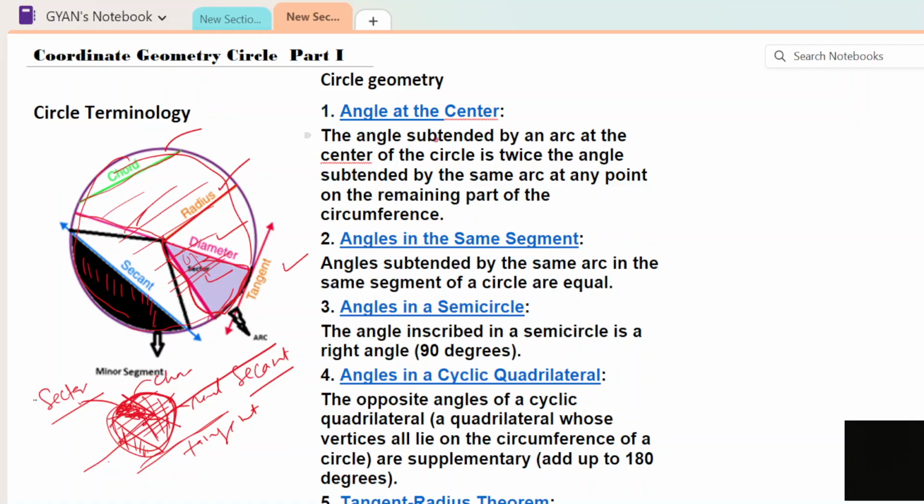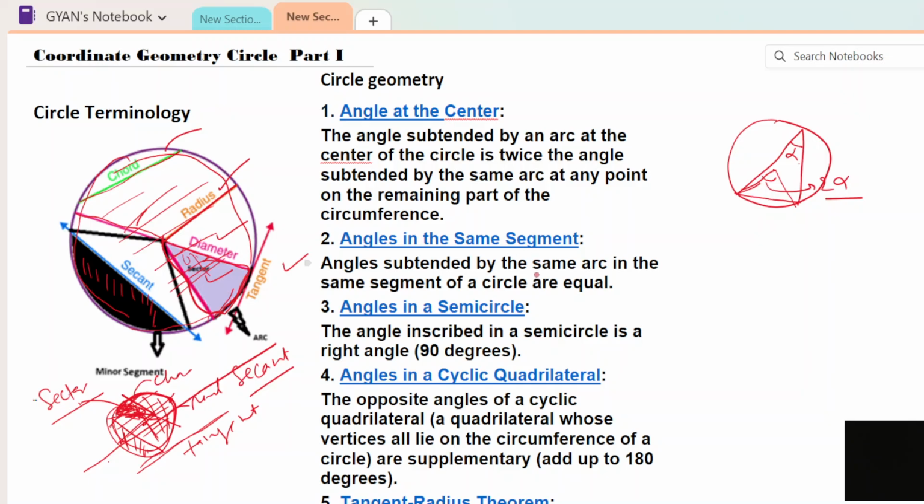Now we'll come to some geometry of the circle. The first: the angle subtended by an arc at the center of the circle is twice the angle subtended by the arc at any point on the remaining part of the circumference. Suppose this arc is subtending alpha. Suppose this is the center. Then this will be 2 alpha.